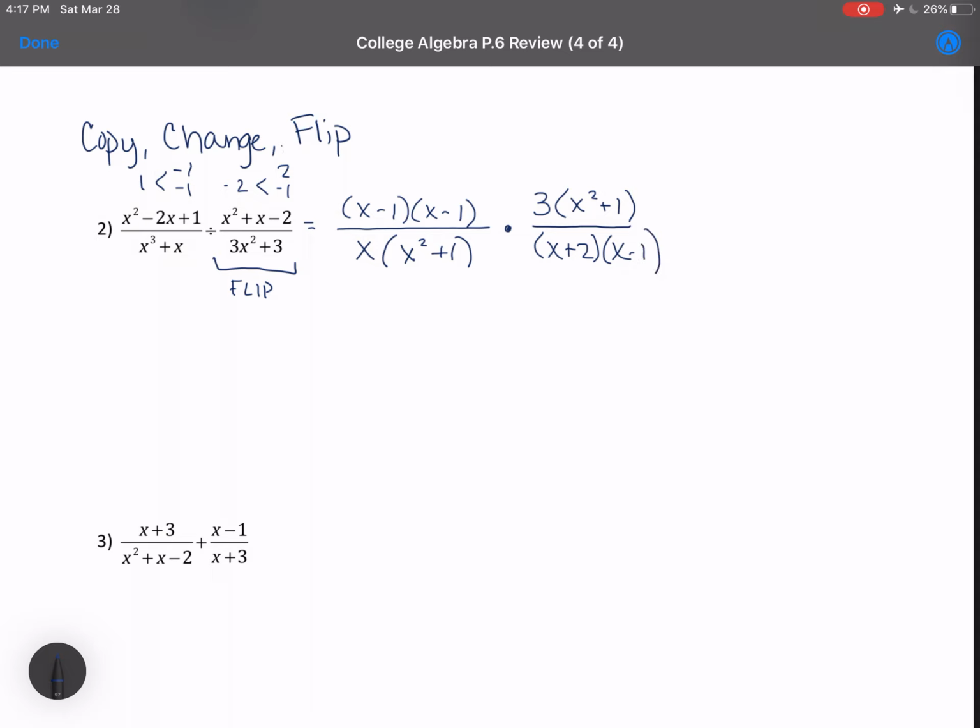And now we can cancel. So we can cancel out an x minus 1 and our x squared plus 1. So our solution, or simplified expression, would be 3 times the quantity x minus 1 over x times x plus 2.